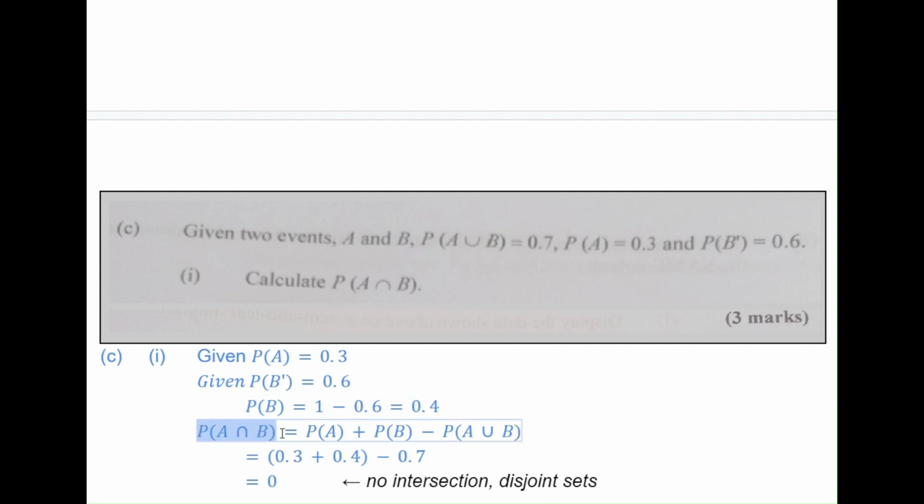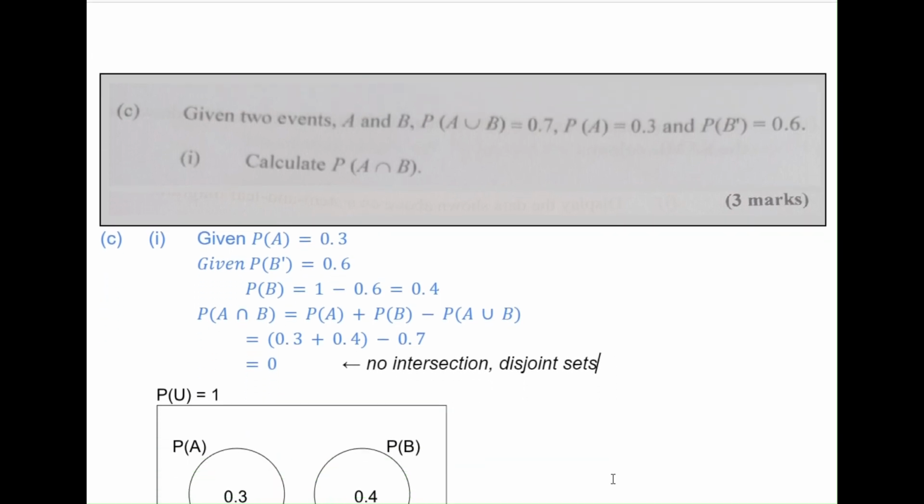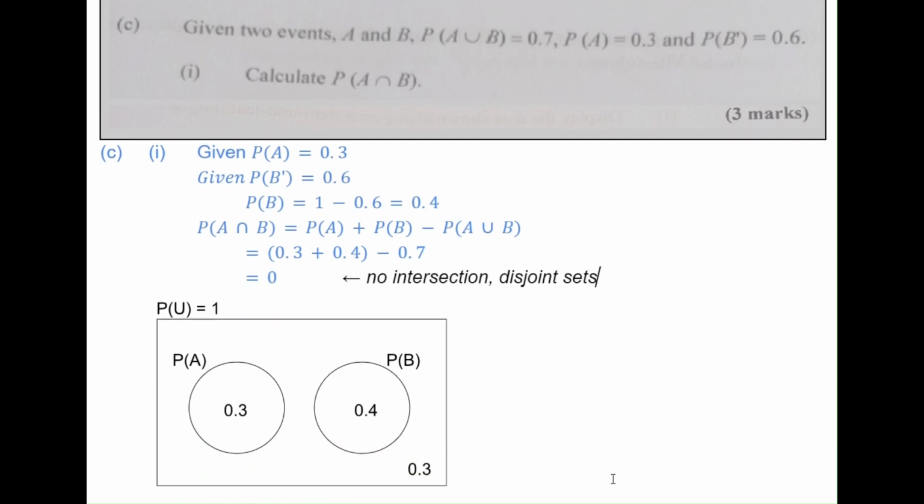The probability of A intersect B is the same as the probability of A plus the probability of B minus the probability of A union B. All right, so A would be 0.3, B would be 0.4, and we are given originally that the probability of A union B is 0.7. Now if you calculate that, you're actually going to get 0. So that means there is no intersecting region. This would be represented using disjoint sets as I have here.